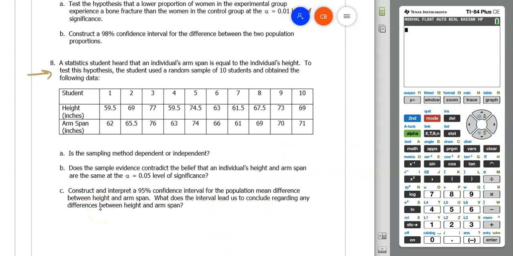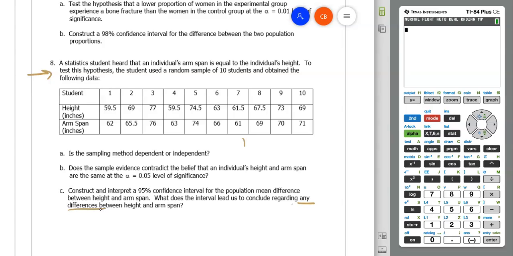And we're going to be looking at number 8 that's on the test 4 review, where we are comparing, for each individual, the arm span versus the height. Basically this statistics student is checking, we need to see in the context what they're trying to measure, but we're looking for whether there is any difference at all between the height and the arm span. So we don't care if the height tends to be more than the arm span or vice versa. We're just looking for whether there's a difference.